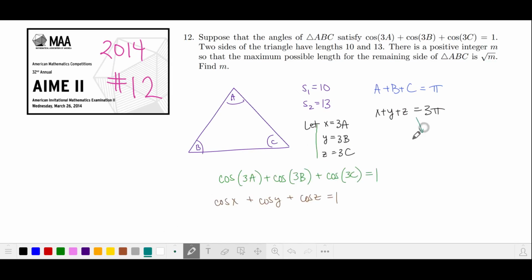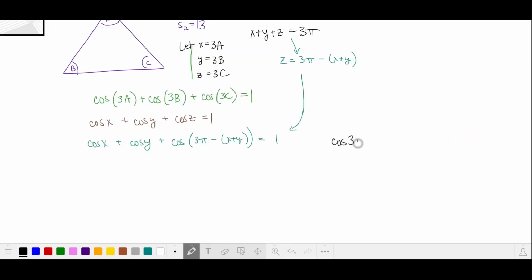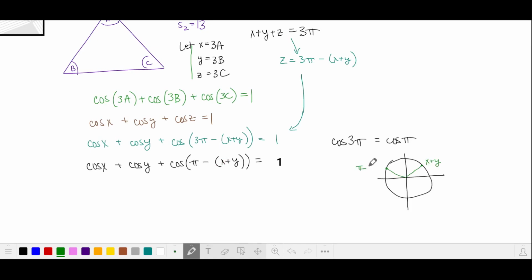We'll solve this equation for z and make this substitution down here to get rid of one of our variables. So this is the cosine of 3 pi minus x plus y. We can simplify this by noting that the cosine of 3 pi is the same thing as the cosine of pi. So now this is the cosine of pi minus x plus y. And we remember that an angle and its supplement have opposite cosines. So I'll replace this with minus cosine of x plus y.